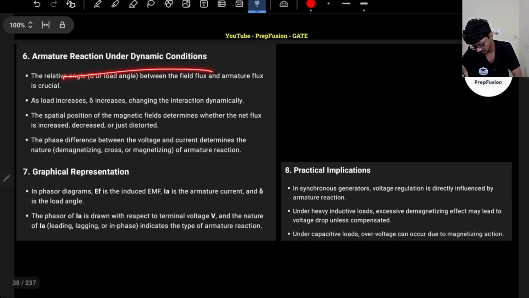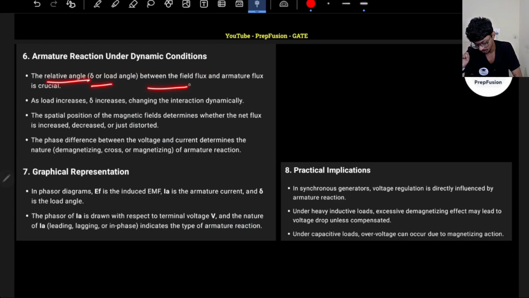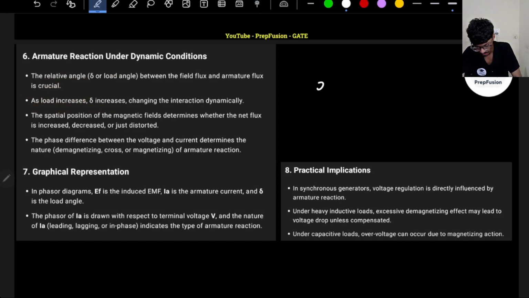The relative angle delta between the field flux and the armature flux is crucial for determining the load torque developed. As load increases, the delta also will increase, right? Delta value generally lies between 0 to 180. So delta is here, right? The load field, if it is leading current, somewhat it will be leading. Delta can lie between 0 to 180.